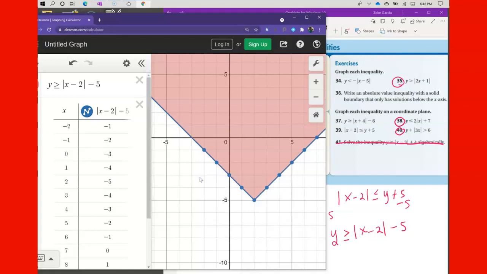So on your homework assignment, you have to make sure that you write down the steps so you can solve for y here. And then use Desmos to graph and make sure you have a table so you can plot those points. And since it's equal to, it's going to be a solid line. Once again, your assignment will be 35, 38, and 40.